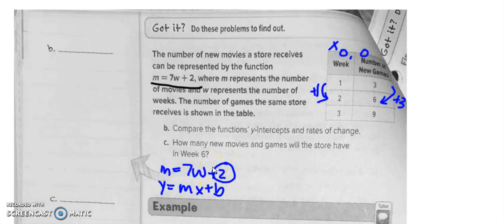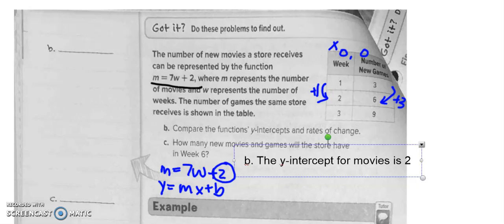So we see that the y-intercept of receiving movies is 2. If we would back up this table to the spot before, we would go down 1 and then down 3 and see that we would get 0, 0. So for the games, the y-intercept is 0. For the movies, the y-intercept is 2. Okay, so that would be part B. The y-intercept for movies is 2, and for games is 0.